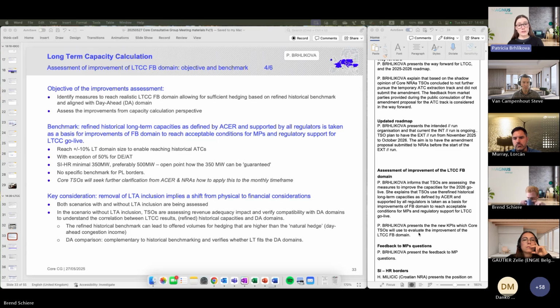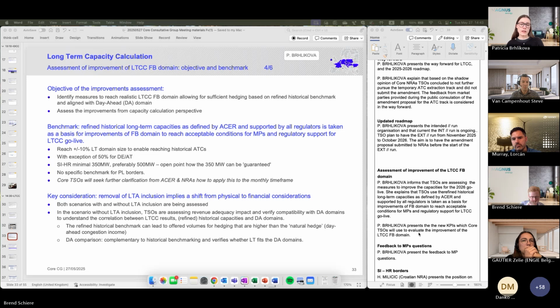There is also another side of the consideration, which is the removal of LTA inclusion. This is then requiring a bit wider scope of this improvements assessment, because we are shifting the physical to financial. And here we are trying to assess both scenarios, with and without LTA inclusion. This is mainly to understand how the long-term domain actually fits, or to verify the flow-based domain for long-term with the flow-based domain of day ahead, to make sure that the revenue adequacy stays in check.